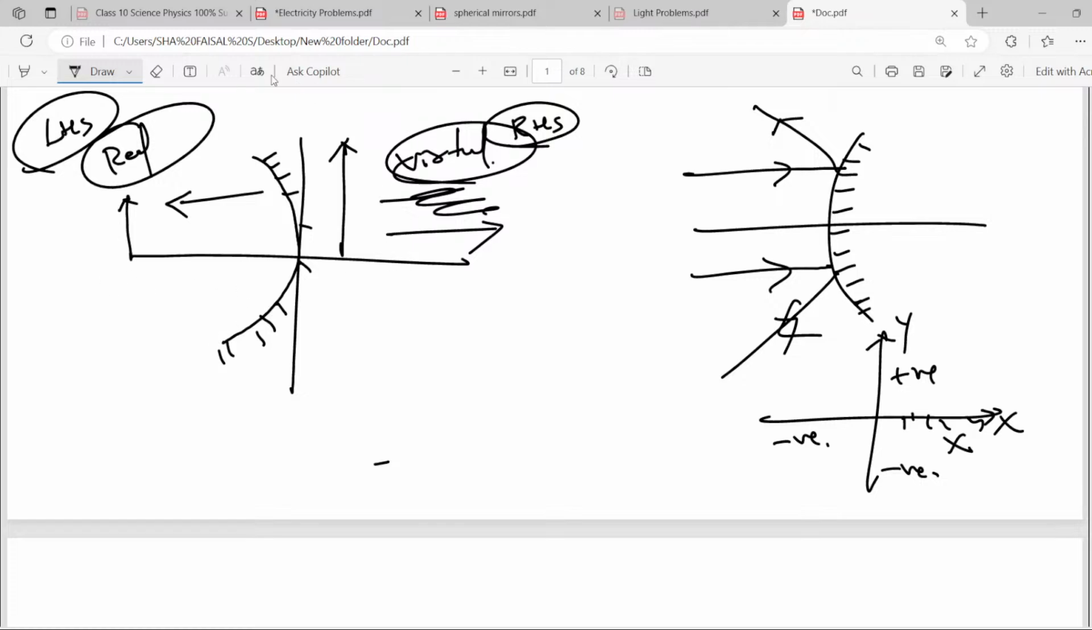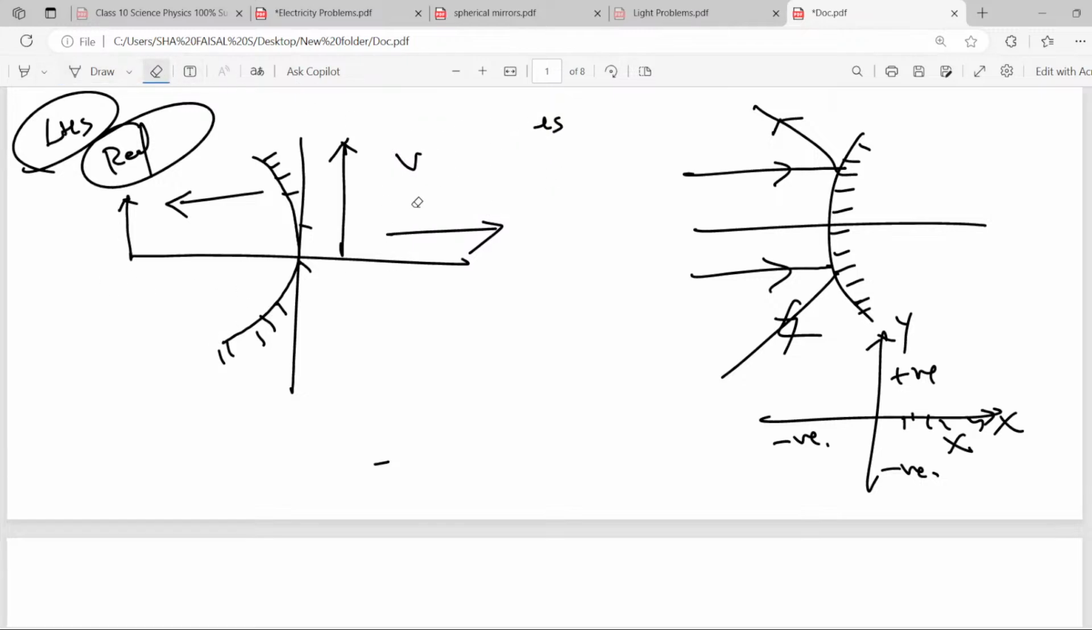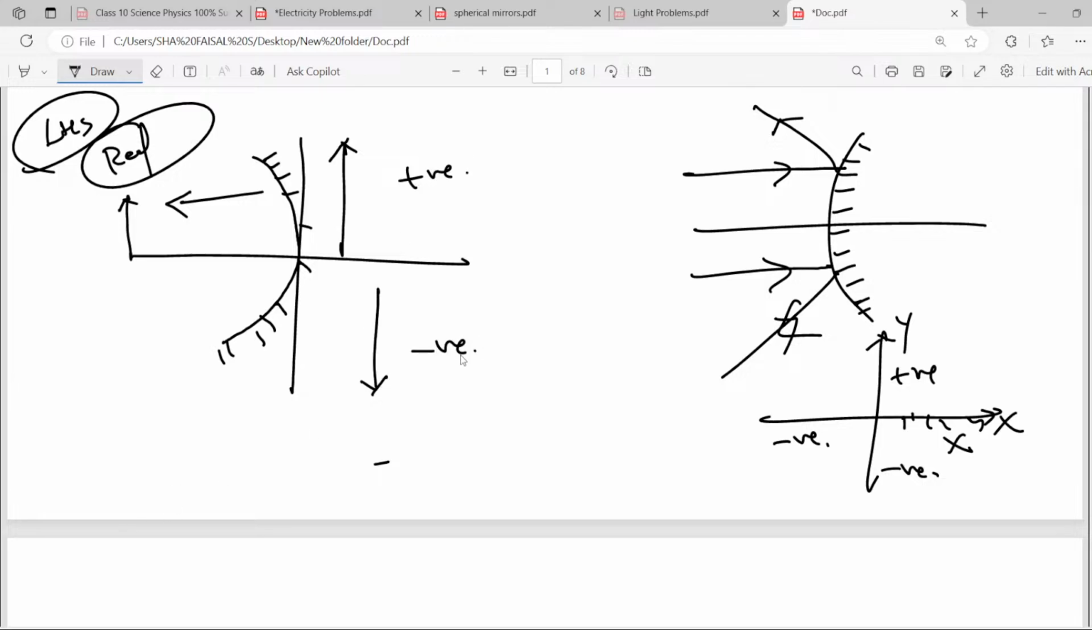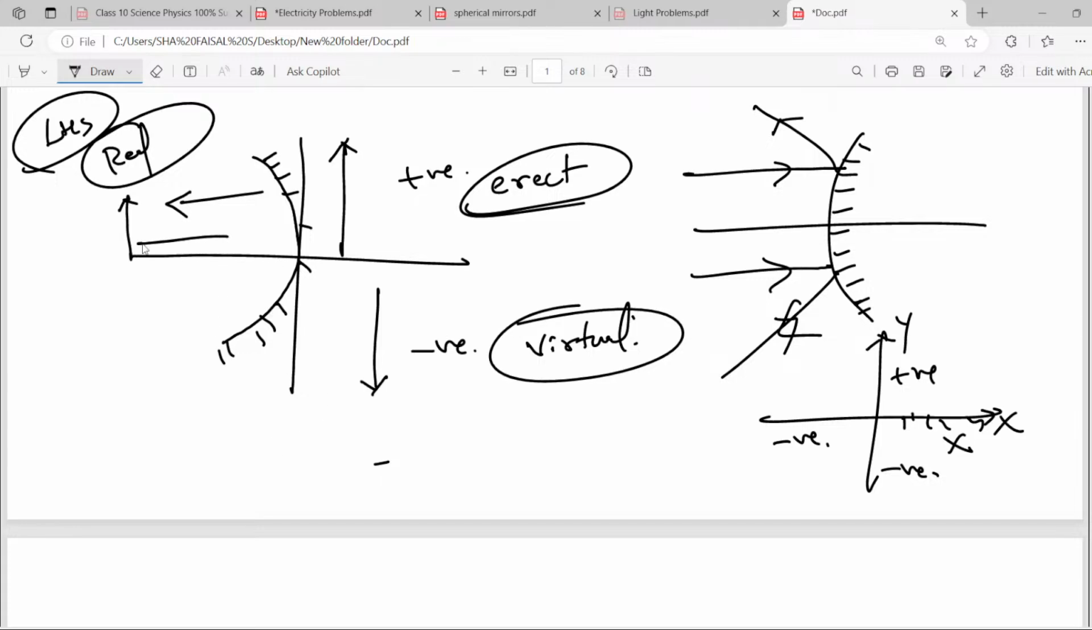If the image is formed above the principal axis, then it is positive. If the image is formed below the principal axis, then it is negative. If it forms above the principal axis, then it is said to be erect. If it is formed below the principal axis, then it is inverted. If the image is formed on the left hand side, then it is said to be a real image. If the image is formed on the right hand side, then it is said to be a virtual image.